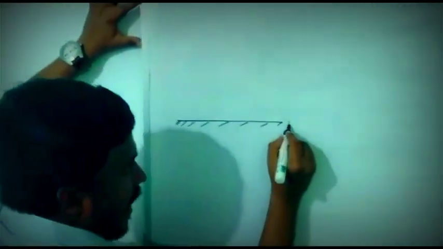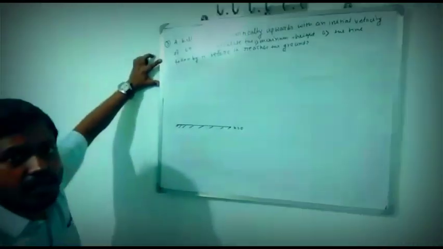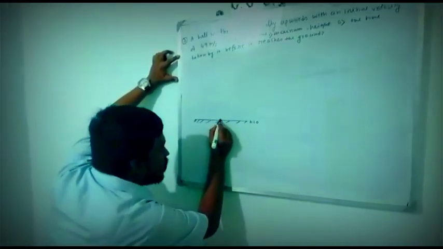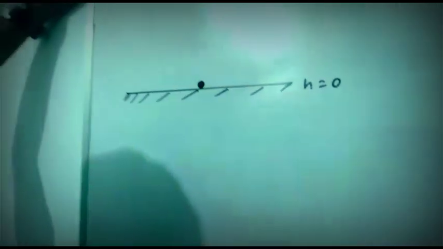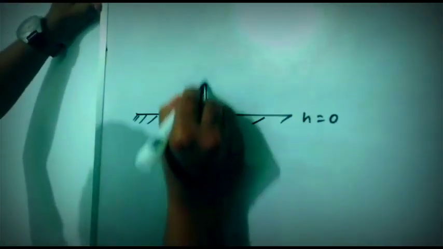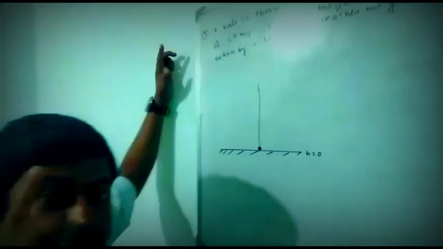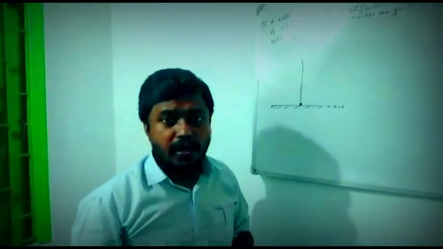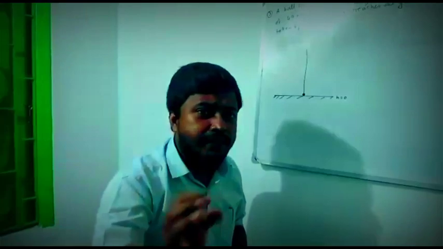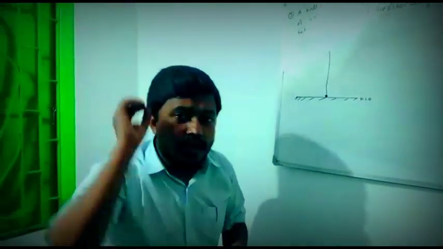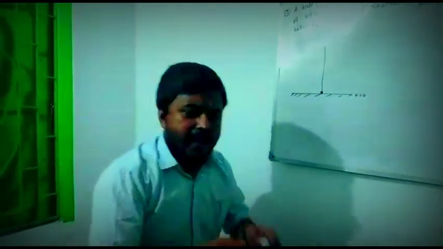Suppose this is the ground, and at this position the height will be 0. And you can throw the object from this point. Suppose this is an object, you can throw the object against gravity. Now dear students, one very important point, a key point or focus point: when the particle reaches the maximum height.